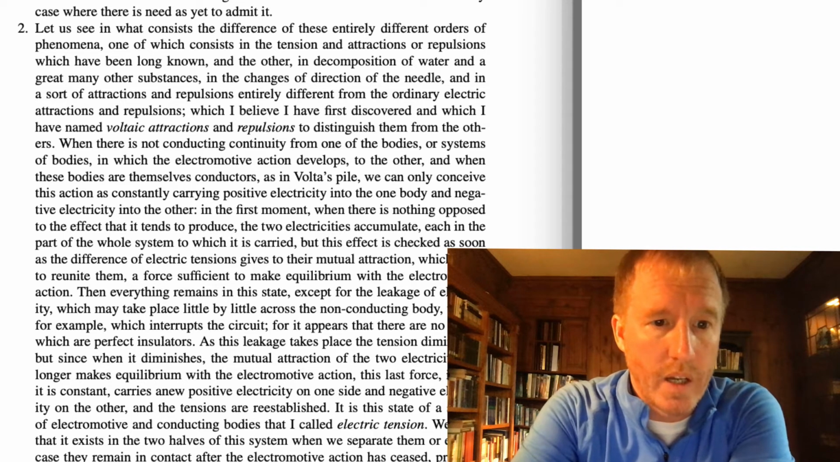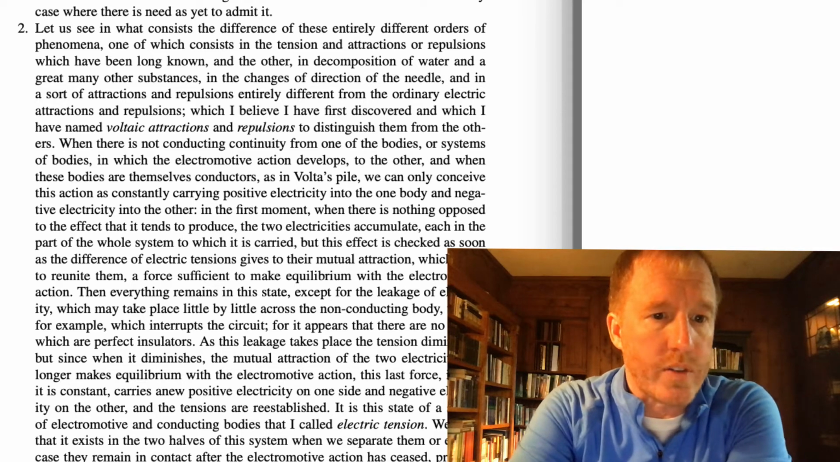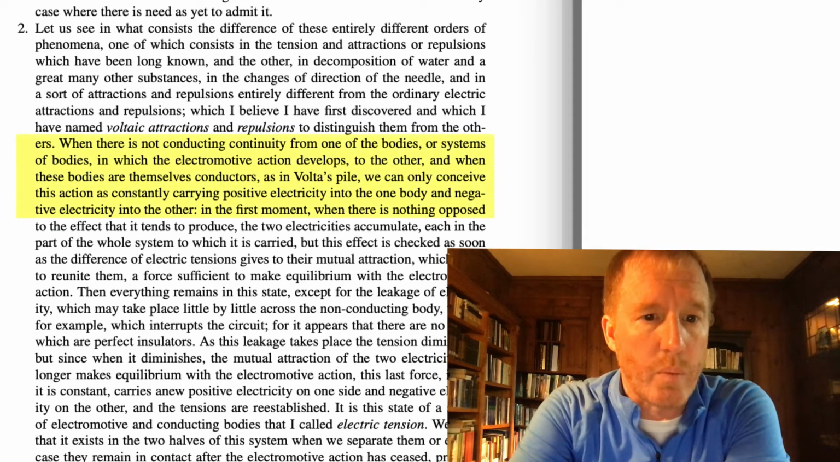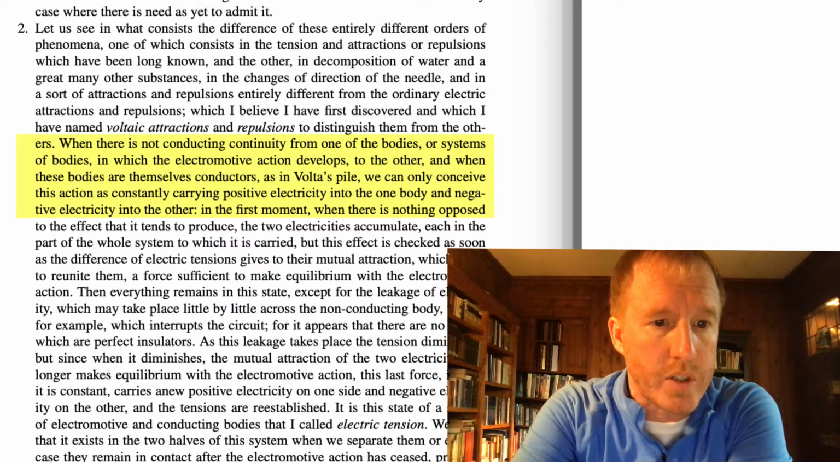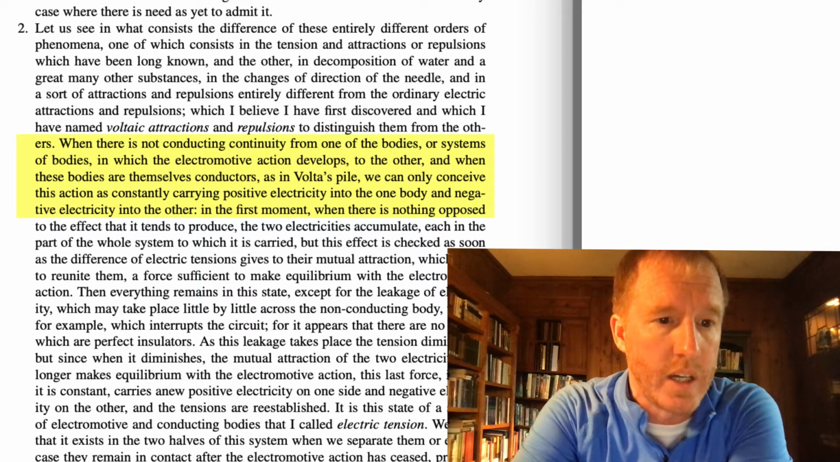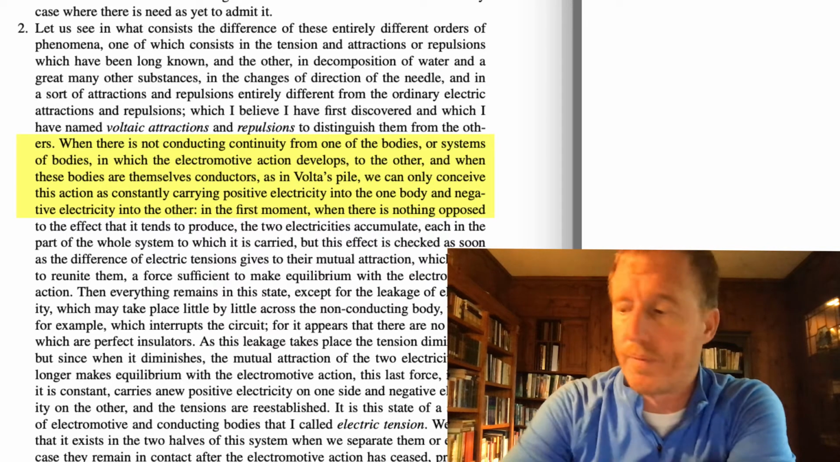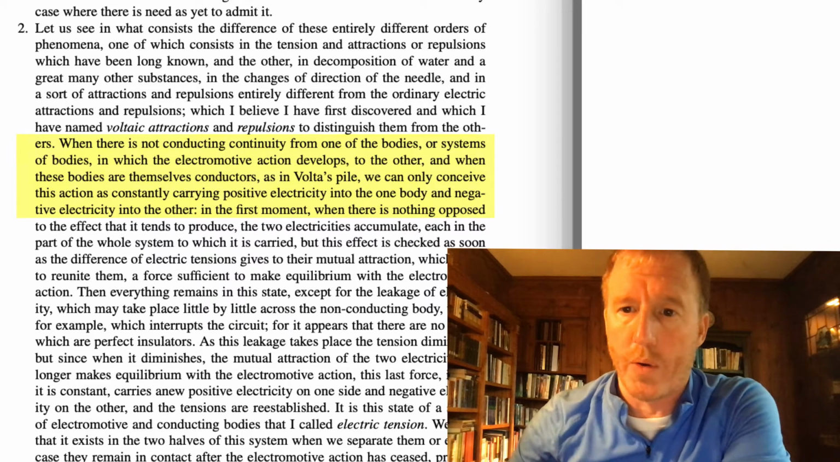Now, he mentions that when there is no conducting continuity from one of the bodies or system of bodies in which the electromotive action develops to the other, and when these bodies are themselves conductors, as in Volta's pile, we can only conceive this action as constantly carrying positive electricity into the one body and negative electricity into the other. So imagine a situation where you have a battery.